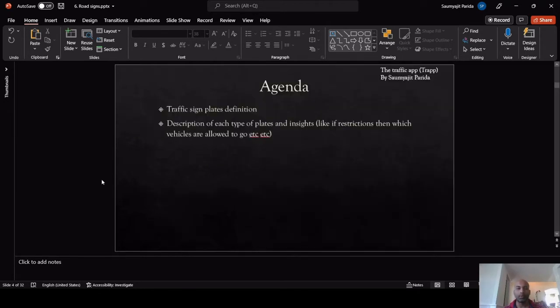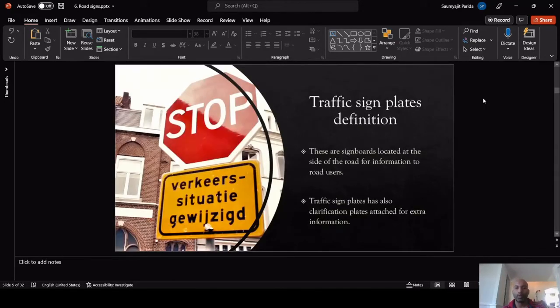Okay, so continuing forward, today's agenda is regarding traffic definition, and many of the contents are from my traffic app, because motorbike and car are both drivers, and they both move on the main carriageway, so the rules are also pretty much similar. So we will be doing almost the same thing that we discussed in my traffic app, that is TRAP.